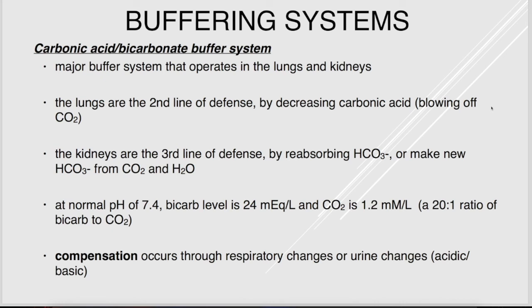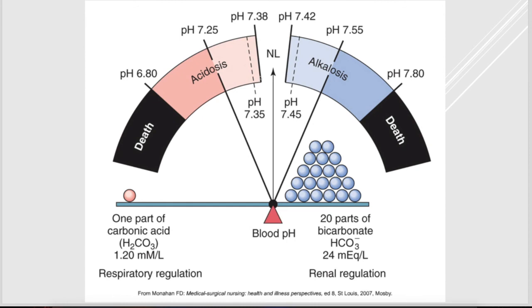Now the kidneys are very important because they can do a whole bunch of stuff. They can reabsorb bicarbonate, which is a base. They can make new bicarbonate with water and CO2. They can secrete hydrogen ions, acid. Kidneys are the third line of defense. At normal pH, 7.4, there's a 20-to-1 ratio of bicarb to carbonic acid. CO2, really its acidic form is carbonic acid. Compensation occurs through either respiratory changes or urine changes, and I'll talk about that in a second.